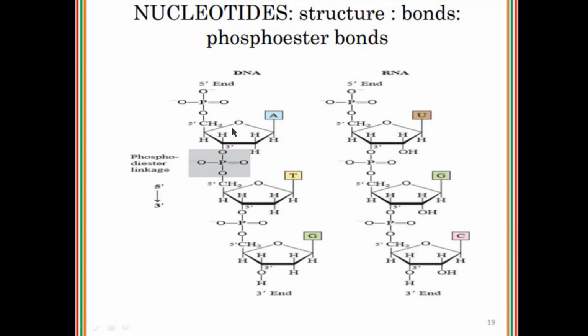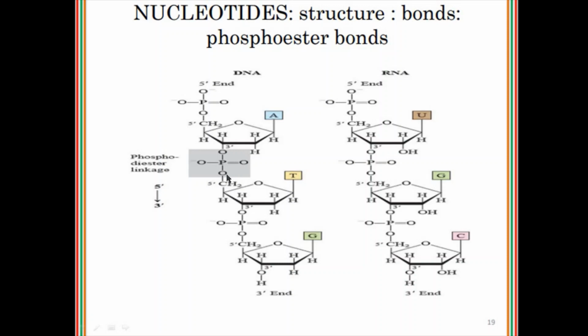But when we bond two nucleotides together, look at this. This is nucleotide number 1, nucleotide number 2. When these two nucleotides bond together, they form this bond here. A phosphodiester bond rather. It's known as a phosphodiester bond or a phosphodiester linkage.